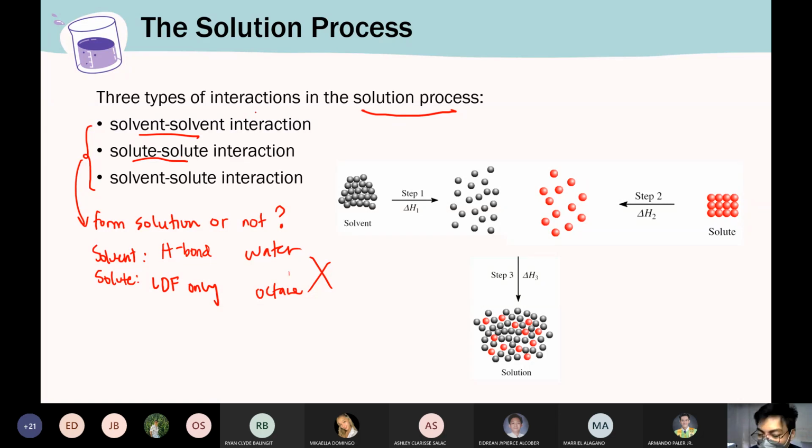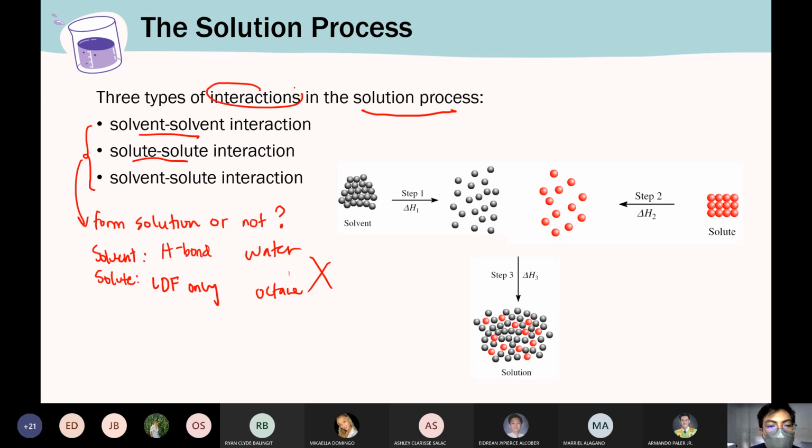So basically, in preparing a solution, make sure that the interactions are similar or favorable. Pag polar dapat yung solute and the solvent. Pag non-polar, kailangan both sila non-polar. You cannot mix a polar one with a non-polar substance. Okay? Kasi hindi sila magmi-mix. They will form layers, which is heterogeneous in a sense. Okay? So that is the definition of this slide lang.